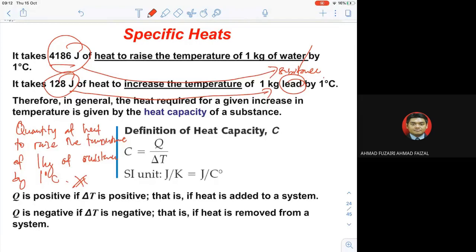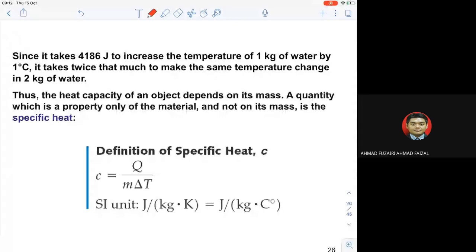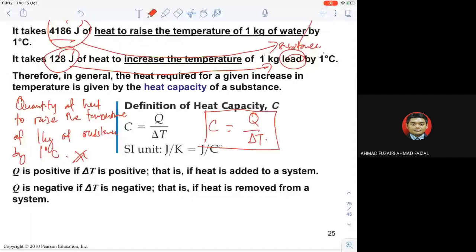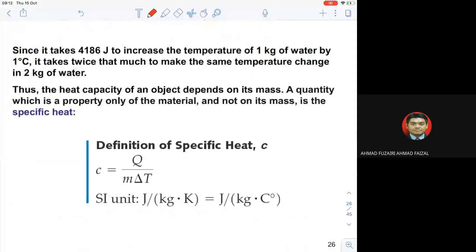So the definition of heat capacity is C equals Q over delta T. But if we put mass in the definition of heat capacity, it becomes specific heat. So remember we have heat capacity, which is just Q over delta T. But when we have a specific heat, meaning a certain value, we need to put mass in the substance. So it becomes like this.